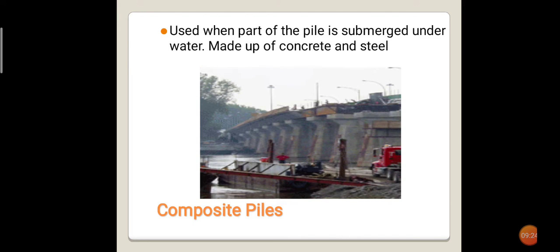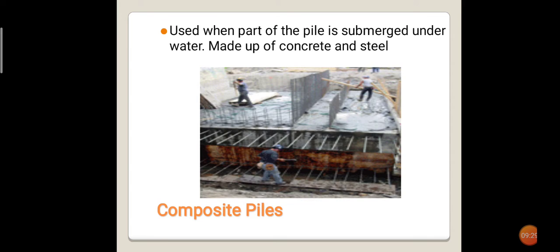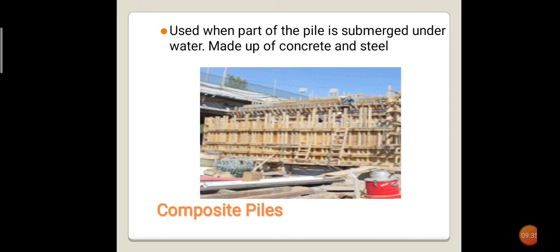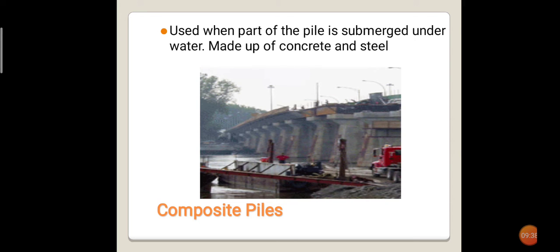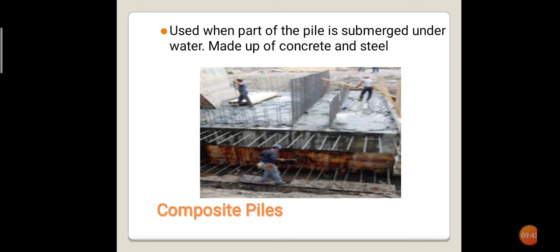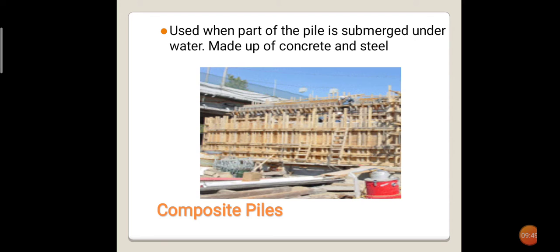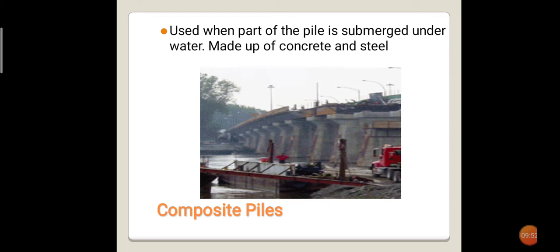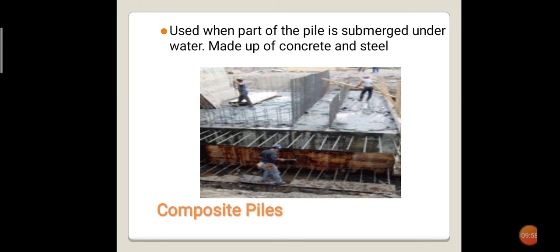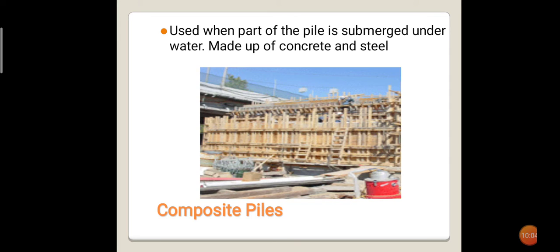The part of the pile which is used in submerged conditions is under water. One more disadvantage of using composite piles is that it is difficult to provide a proper joint between both the materials. Why? Because the material properties of steel and concrete may vary. They come under dissimilar materials. So we cannot provide a proper joint between these two materials. That is why it has some difficulties to be used in regular practice.